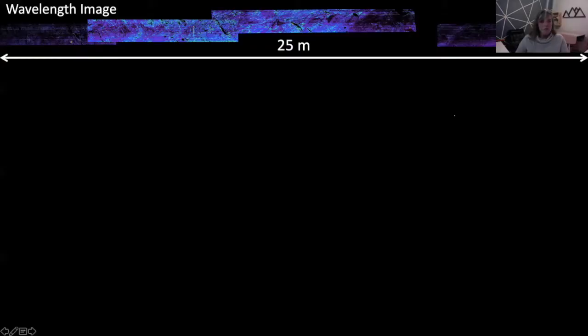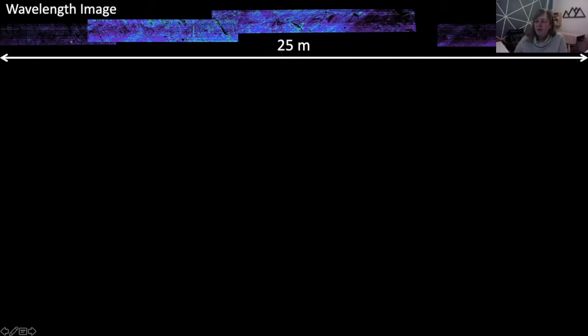Overall, first of all, I'm going to show you a wavelength image. In this type of imagery, we're looking at the ability to detect the difference between dolomite and calcite. This focuses on the carbonate wavelength range and differentiates between the more magnesium-rich and the more calcium-rich wavelengths. Of the whole outcrop, this is just 25 meters here. The whole outcrop is about 200 meters.